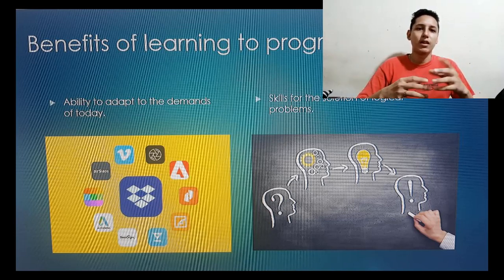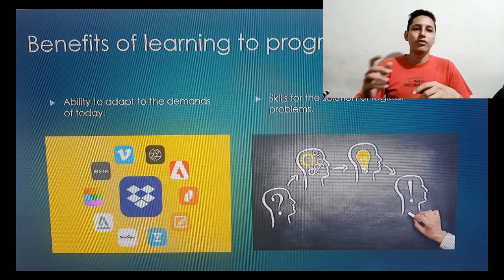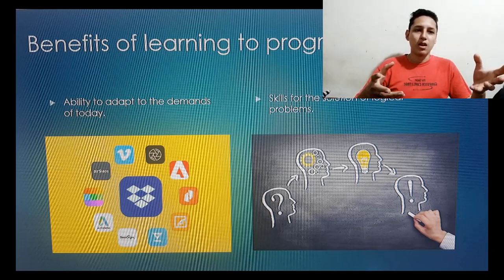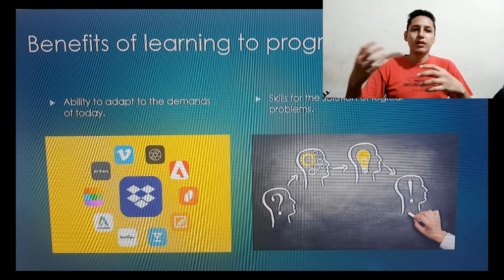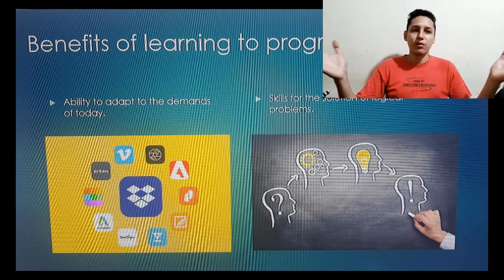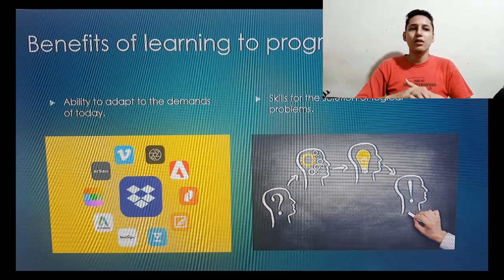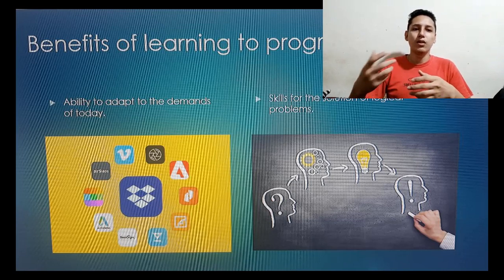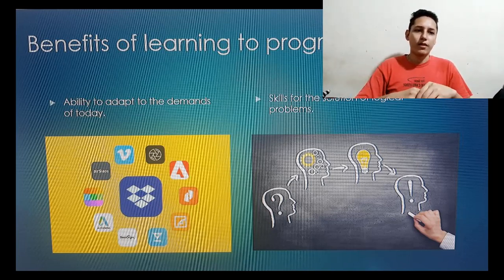The second benefit is the development of a skill for the solution of logical problems, among which are creativity to think about a large number of solutions and the critical thinking that will allow you to analyze the problems from different perspectives. This skill will serve you most of your work life, and it will allow you to stand out in a positive way at work.